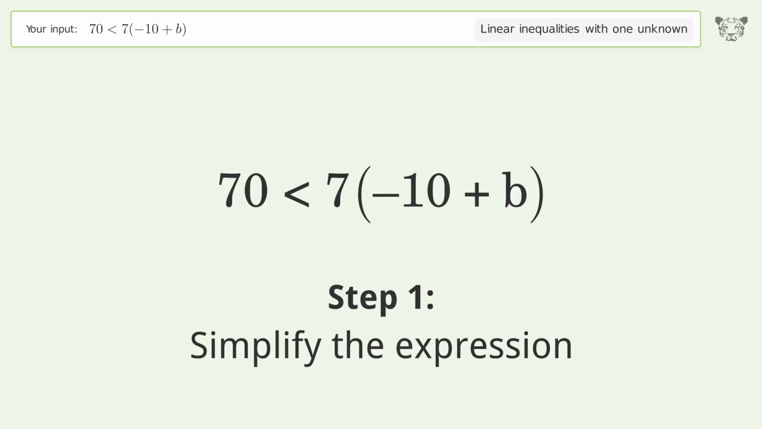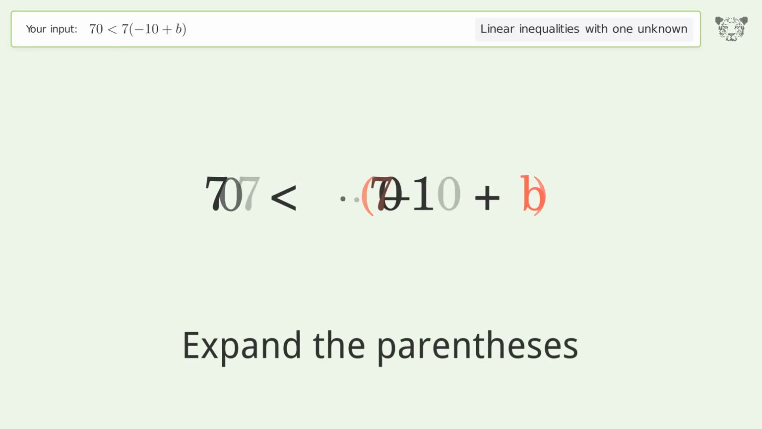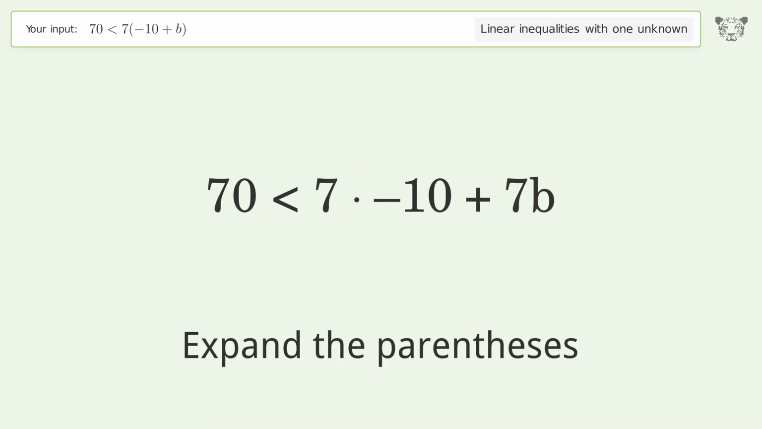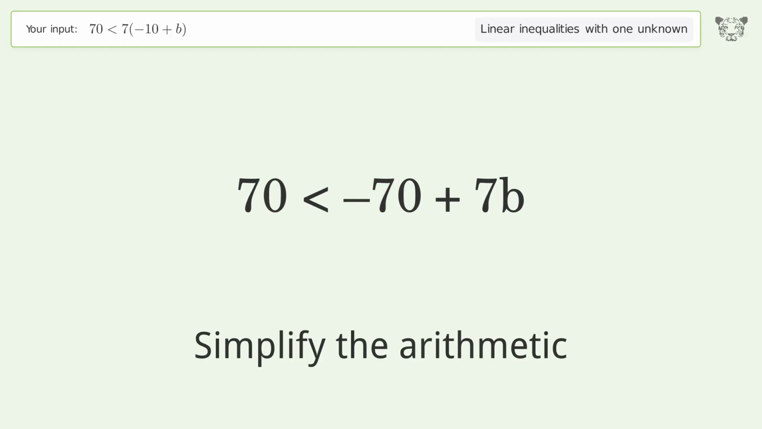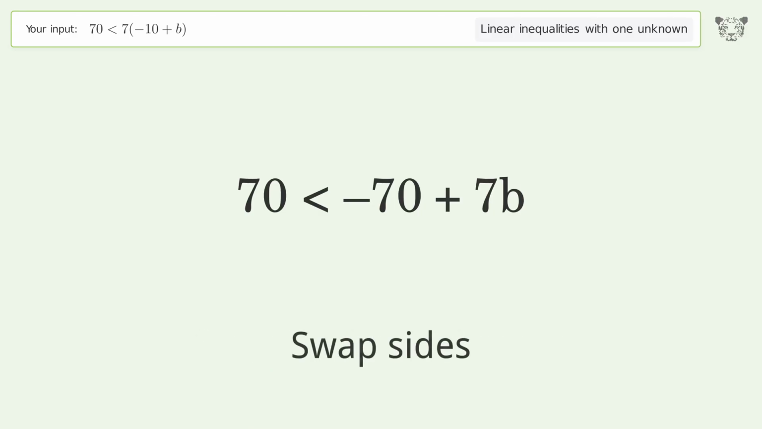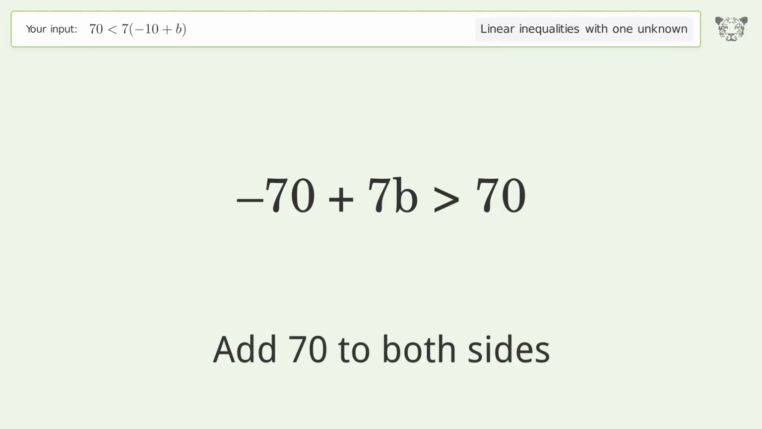Simplify the expression. Expand the parentheses. Simplify the arithmetic. Swap sides. Group all constants on the right side of the inequality. Add 70 to both sides.